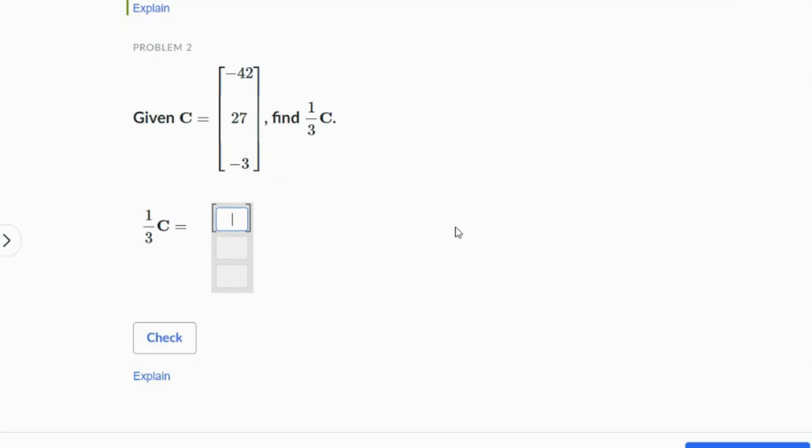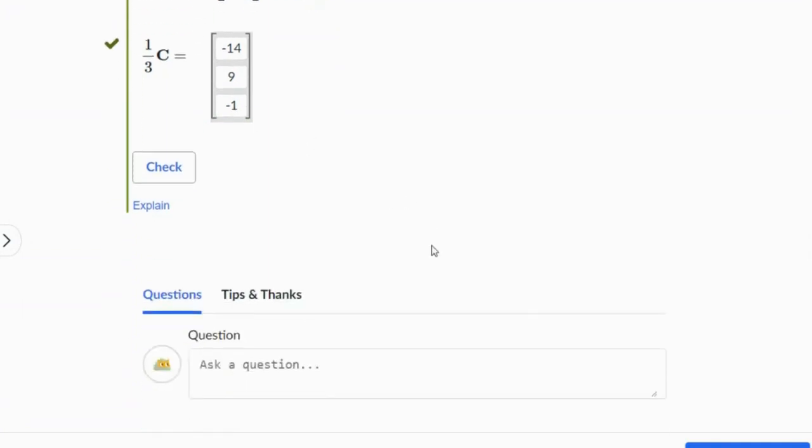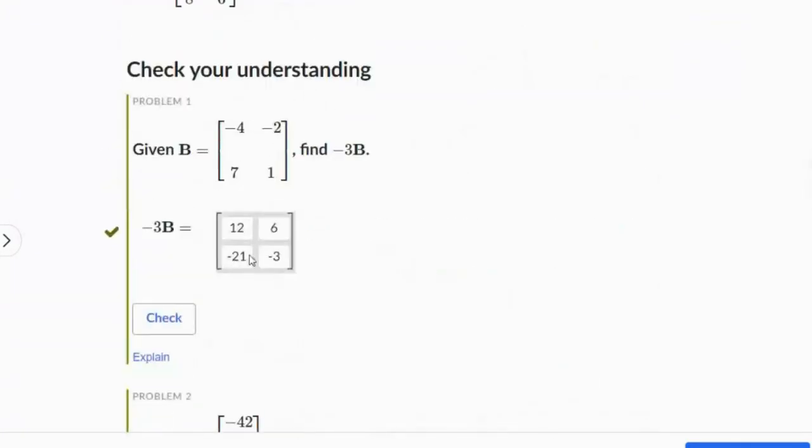Oh, Isaac's got it. Anyone agree with Isaac? So negative 42, all right, Lee agrees. Negative 42 times 1/3 is negative 14, absolutely. 27 times 1/3, or divided by 3, is 9. And negative 3 times 1/3, so our negative 3 divided by 3, either way, negative 1. Check. Perfect. Perfect. And that's all the problems they give on that one.